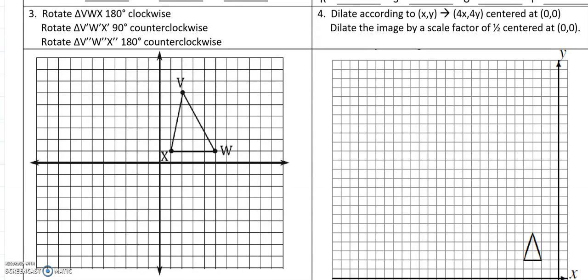All right, let's take a look at number 3. If you remember, we have some tricks for doing rotations. We actually turn the paper and pretend we're looking at a brand new graph and write down the coordinates. Now, I'm not going to work out all of these rotations, but let's do a couple.